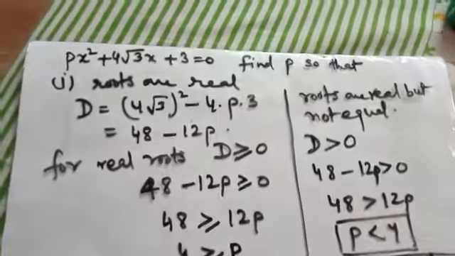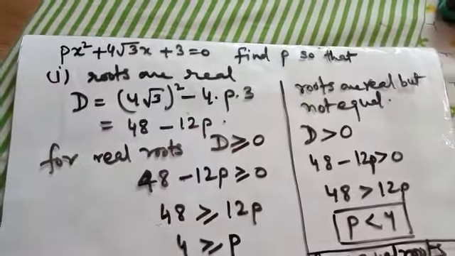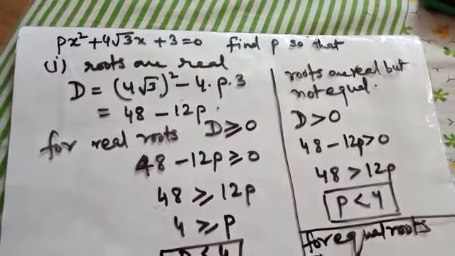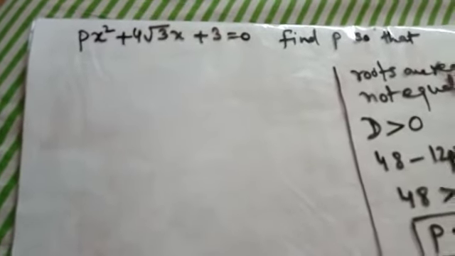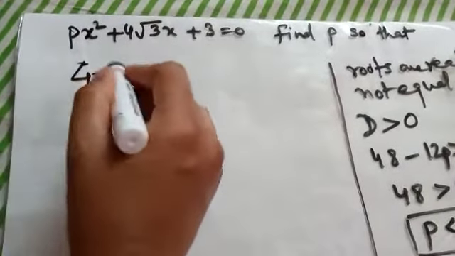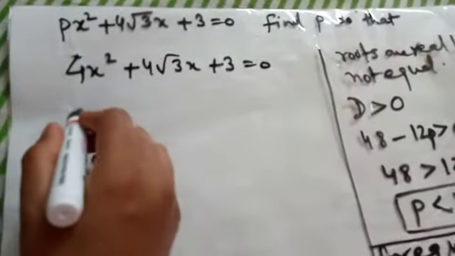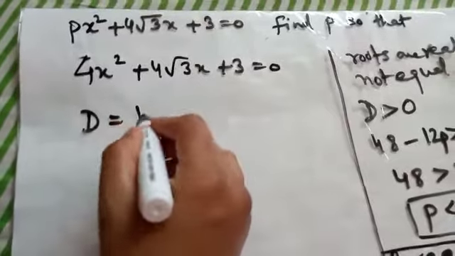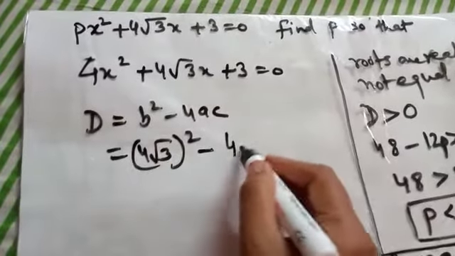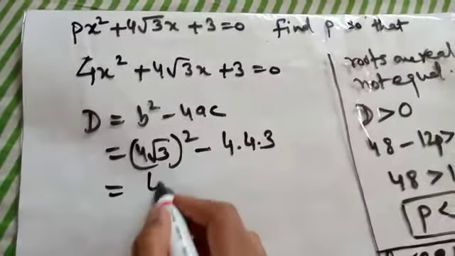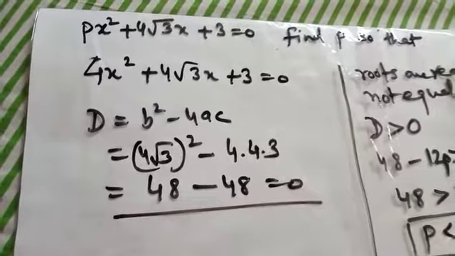You can check this by putting this back into the equation. Put p is equal to 4 in the given equation and you can find out that the roots are equal. I was telling you that if I put p is equal to 4, then there will be equal roots. Let us check this. P is equal to 4, so it is 4x square plus 4 root 3x plus 3 is equal to 0. So let us find out the value of d. d will be equal to b square minus 4ac. So 4 root 3 whole square minus 4 into 3. So 16 3s are 48 minus 48 and the answer is 0. So you can verify whether your answer is correct or not.